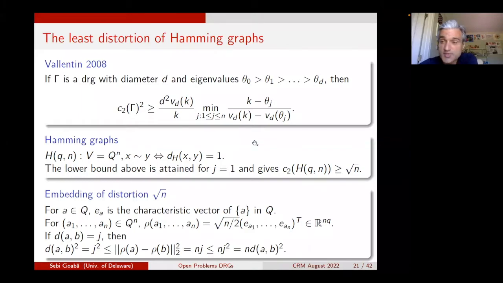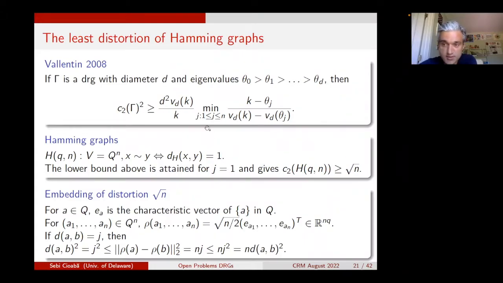square root of n. So this gives you a lower bound, and so you want a matching upper bound. And he found a matching upper bound by coming up with an embedding. For each vertex a in the alphabet Q, e_a is the characteristic vector of that singleton. And then for a vertex in the Hamming graph, which is a1 through an, he embeds this vertex in a Euclidean space of larger dimension, where you have e_a1, e_a2, up to e_an, each of these vectors being Q dimensional. And then one can do the calculations, and using one of the other expressions for this least distortion, if the distance in the graph between a and b is j, then one can work out these inequalities. And if you take the square root of everything, you get this square root of n that matches the lower bound. So that's how he did the Hamming graph.